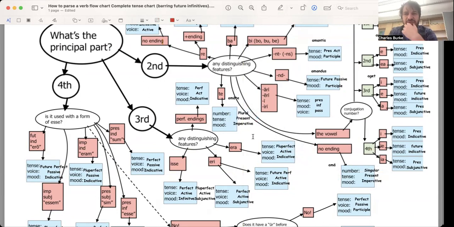All right, that's the chart. I'm going to stop this now and try to upload this so you can see it.